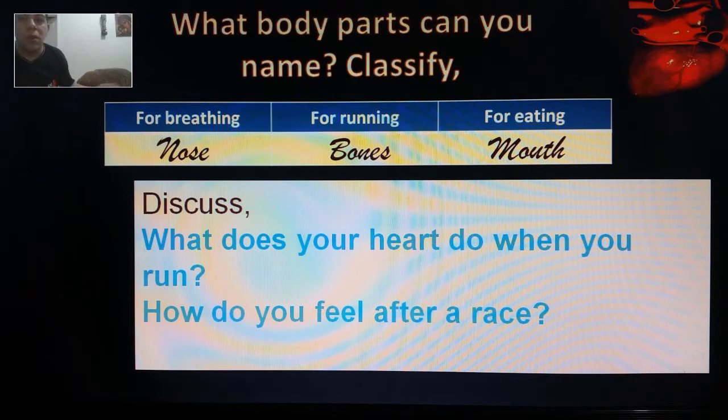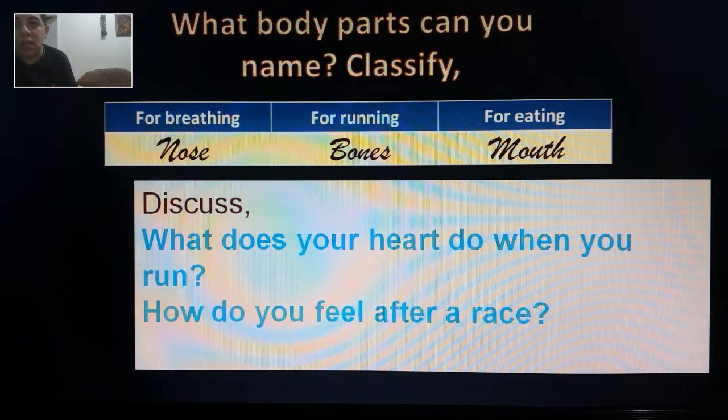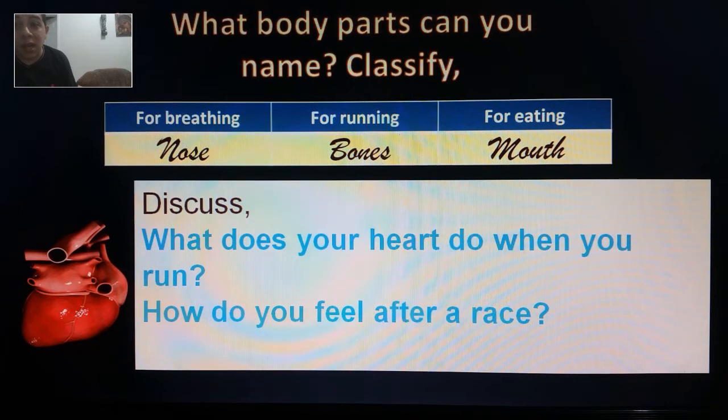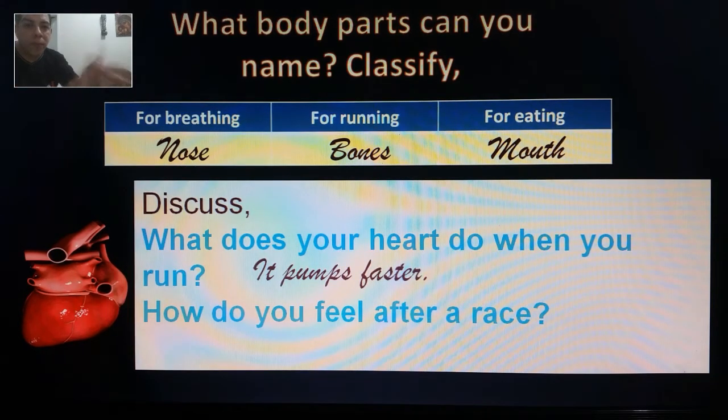What does it do? Okay, it's obvious. We're talking about the heart. That's the real heart. It's not like the emojis. No, it's not like that. It's more like this, and it pumps faster. Boom, boom, boom, boom, boom.